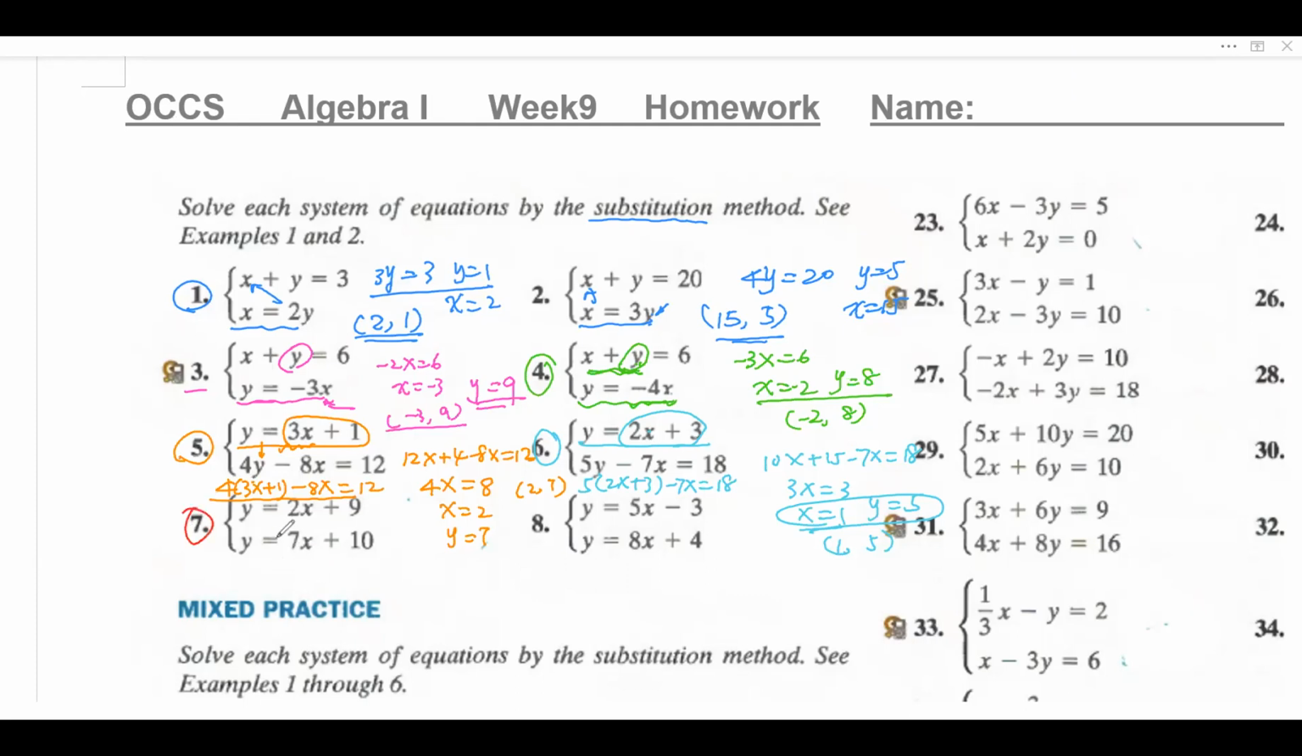Number 7: y equals 2x plus 9 and y equals 7x plus 10. So this y is replaced by this part. We get 2x plus 9 equals 7x plus 10. So we get 5x equals negative 1 after moving terms to both sides. So x equals negative 1 over 5. So for y, we replace here: negative 2 over 5 plus 9, so it equals 8 and 3 over 5.